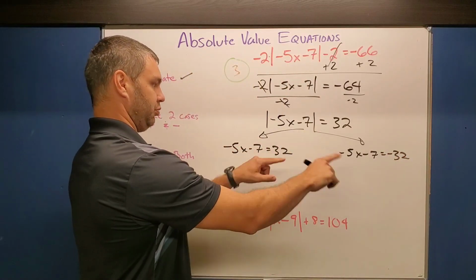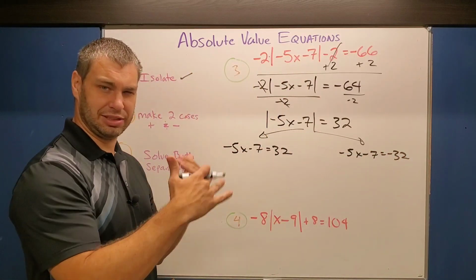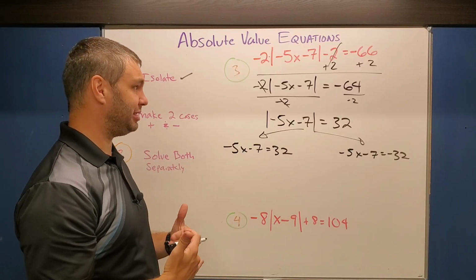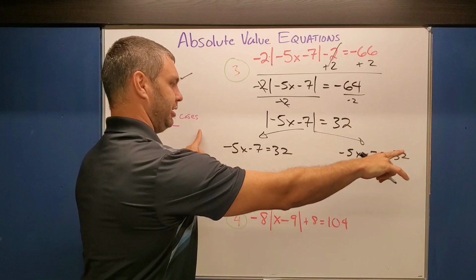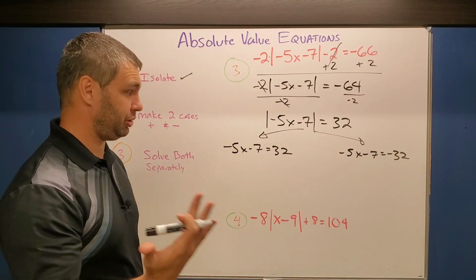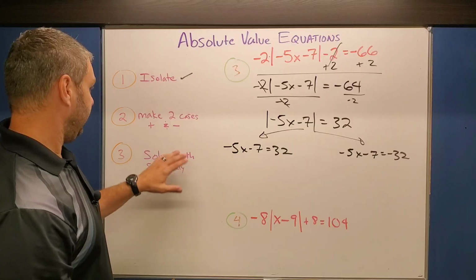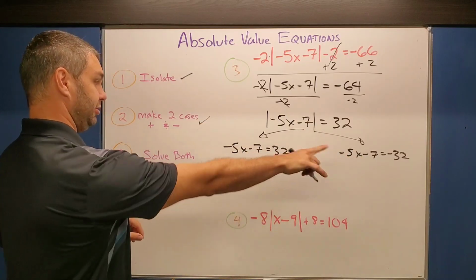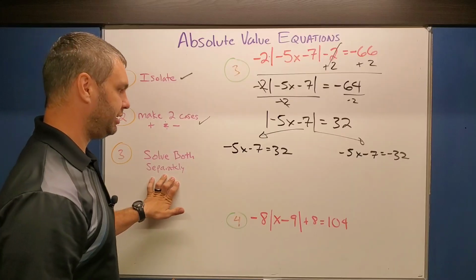Once you split it, that's what I always like to do. If I make a mistake, I like to go back and see, was there somewhere where I knew that my mistake happened? By drawing these arrows, I know that anywhere after that, I shouldn't have those absolute value bars anymore. So that's why I draw the arrows. All right, anyway, our two cases are made, positive 32 and negative 32. Then we're going to solve both of these separately.